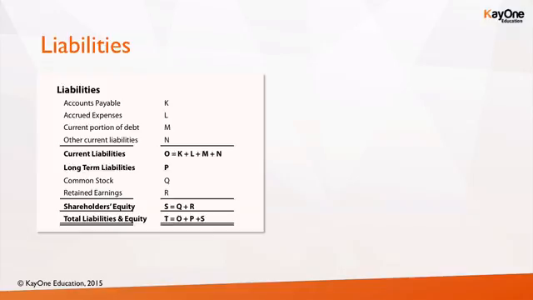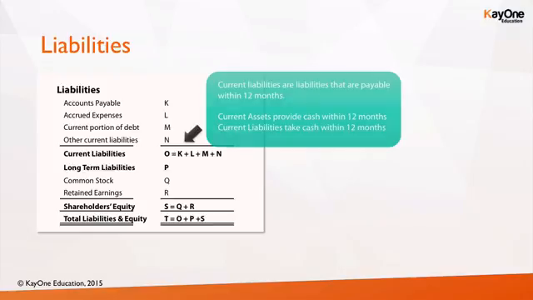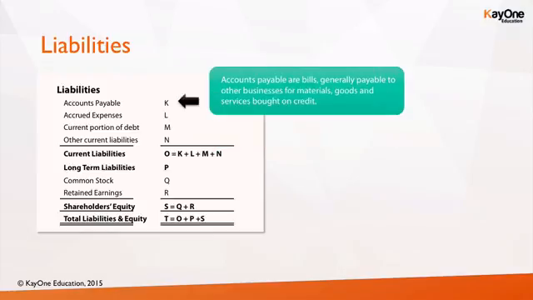So this is the typical side of a liabilities statement of a balance sheet. As you can see, you have the current liabilities on the balance sheet side, and just like current assets are receivable within 12 months, current liabilities are monies that are payable within 12 months. So current assets provide cash within 12 months, whereas current liabilities take cash within 12 months. Let us look at the components.